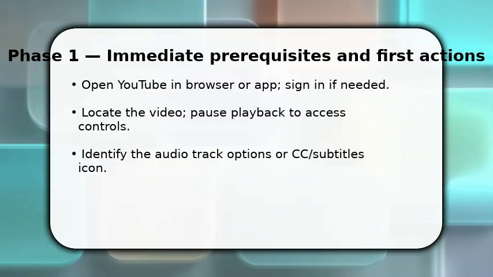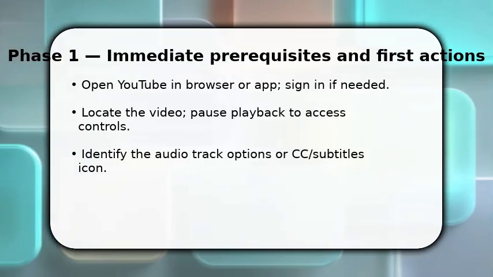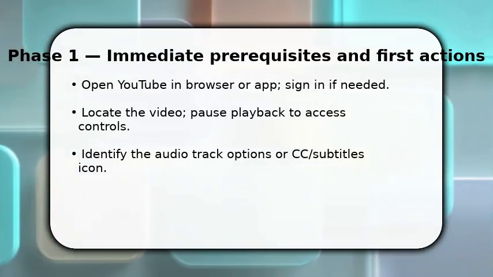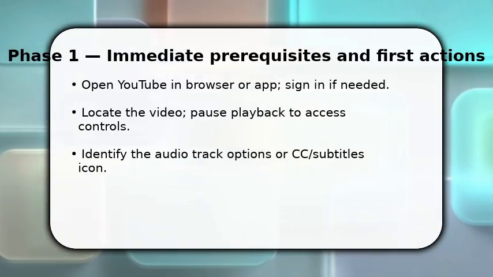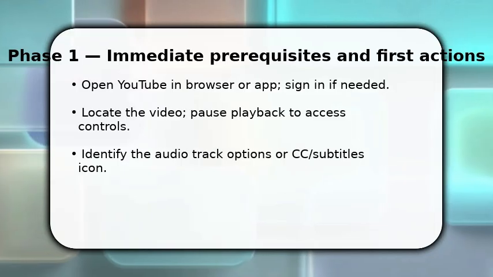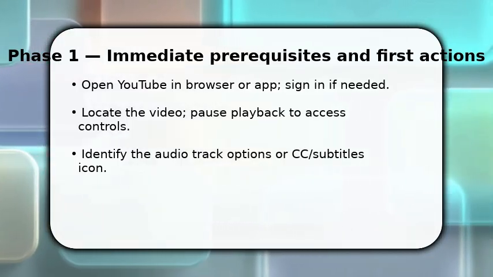You start by opening YouTube and loading the video you want to change. This is necessary so controls appear. Once the player is visible, pause the video to avoid accidental playback. Make sure to check the lower right corner for the settings gear, 3 dots, or CC icon. These reveal audio and subtitle options.